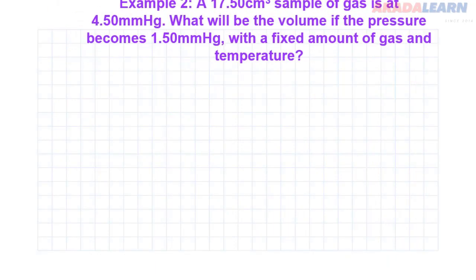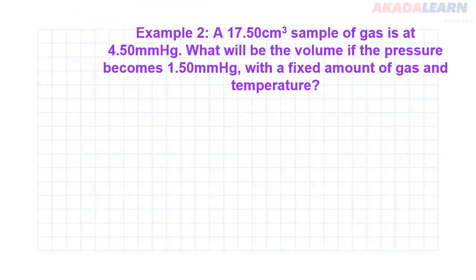Example 2. A 17.50 cm cube sample of gas is at 4.50 mm mercury pressure. What will be the volume if the pressure becomes 1.50 mm mercury with a fixed amount of gas and temperature?